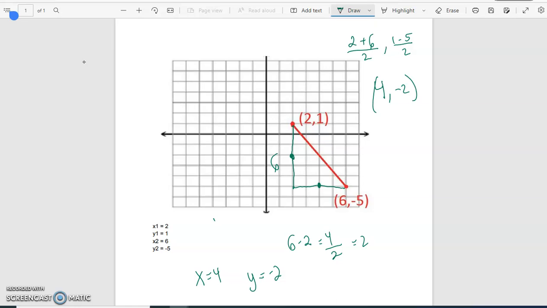So then the code that you would go through, you have to do it in terms of x1 and y1 and x2 and y2, not numbers. So your x coordinate for your midpoint is going to be x1 plus x2 divided by 2, and your y coordinate is going to be y1 plus y2 divided by 2. And that should show you the midpoint between those 2 points.